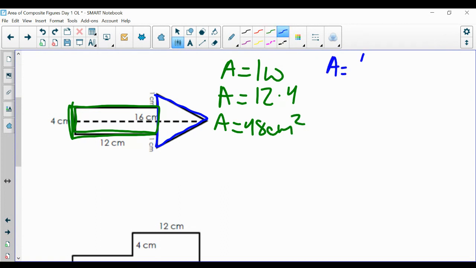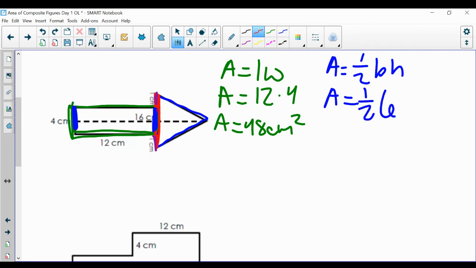A equals 1/2 base times height. Well, what's my base? My base is going to be this piece right here, which is going to be a bunch of little pieces put together. So if you see right here, this little edge piece is 1, and that little edge piece is 1, so that's 2. But then I'm missing this edge piece. Well, that edge piece is the same as this edge piece, which is 4. So 2 plus 4 is a final answer of 6. So my base is a total of 6.